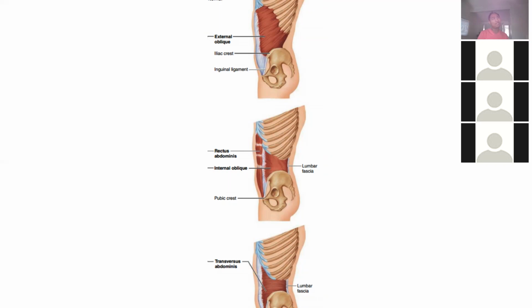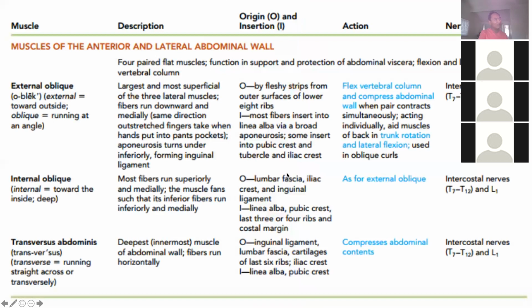Combine with the opposite side in the linea alba. So combine with the opposite side, so linea alba. So if you look at that, its origin could be from the ribs, or could be from the iliac crest. Well, let's look at what the book says.